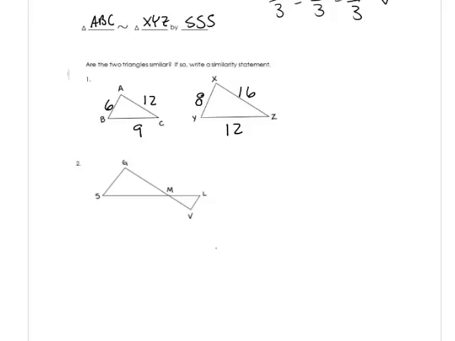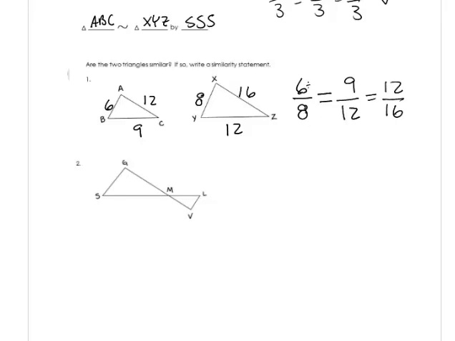The smallest side on the left triangle is 6. The smallest side on the right triangle is 8. The middle side on the left triangle is 9. And the middle side on the right triangle is 12. And then the biggest side on the left triangle is 12. And the biggest side on the right triangle is 16. Okay, from here, all I have to do is reduce those three fractions, see what they are.